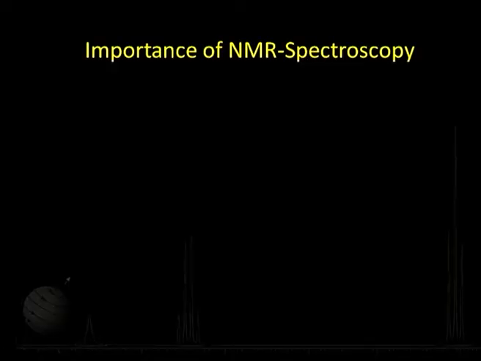NMR is nuclear magnetic resonance. So, we will understand each one of them. What is the meaning of nuclear over there? What is the meaning of magnetic? What is the meaning of resonance? We will try to build on all these three things as we proceed. Let us see what the importance of NMR spectroscopy is.